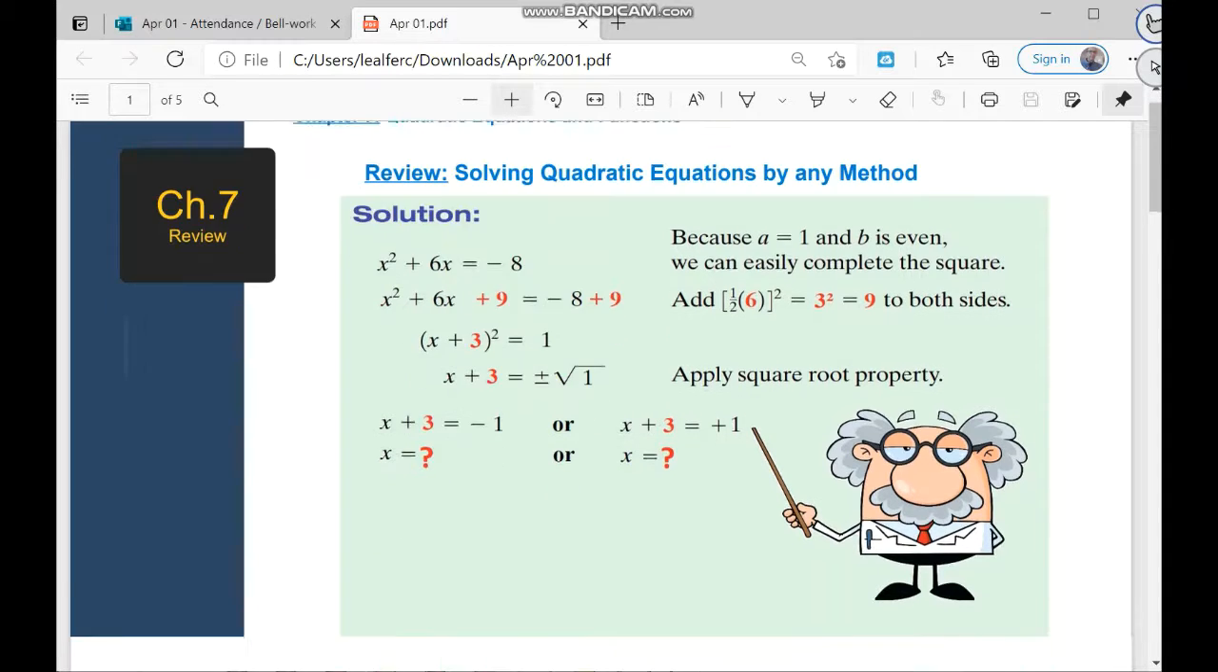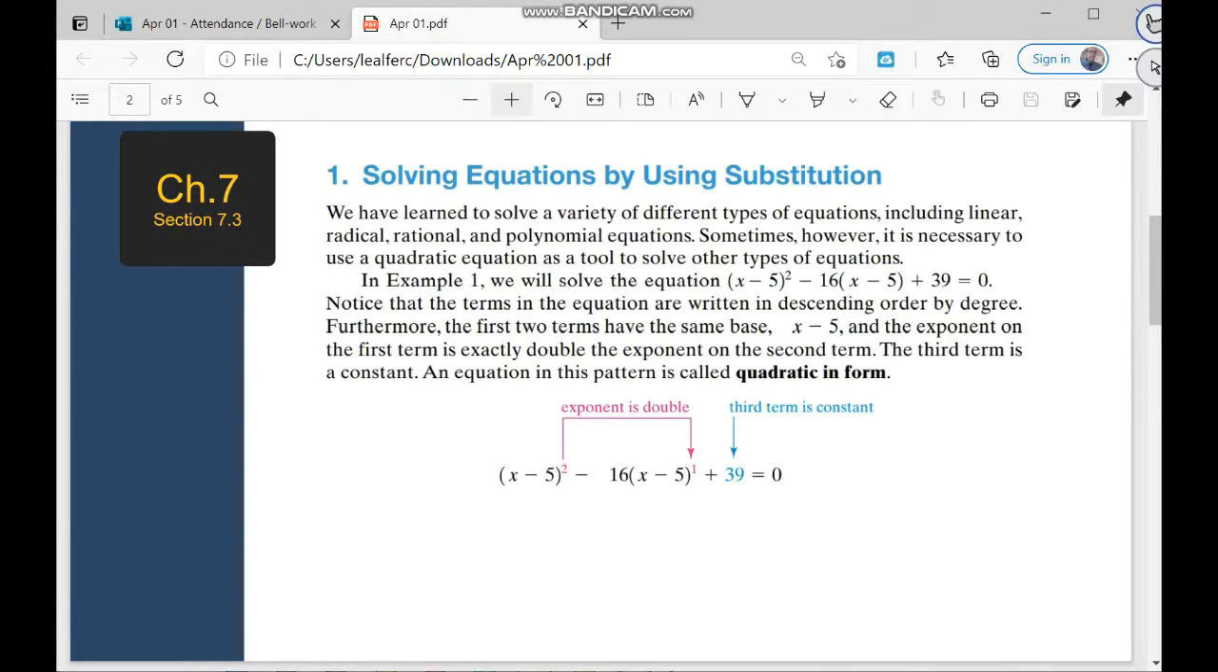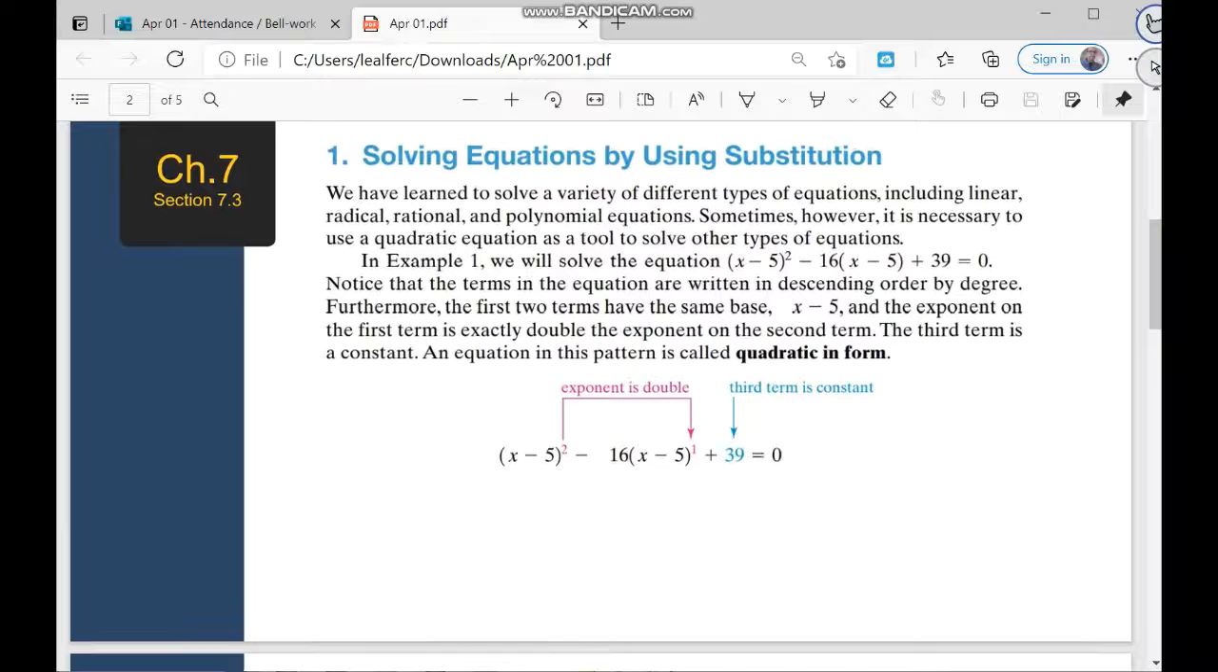Moving on, today we're going to work on something that is not so straightforward, it's not so easy, I think. It's a bit hard work. Solving equations using substitution. And what do I mean? Let's say we have this very long equation. Look, x minus 5 inside parentheses, squared, minus 16 times x minus 5 inside parentheses, plus 39.